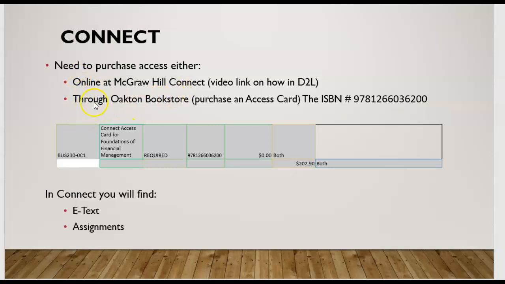Look at that video in detail, or you can go to the Oakton bookstore and purchase an access card, the ISBN number there for reference, just to be sure you're getting the correct thing. You can look at it there.